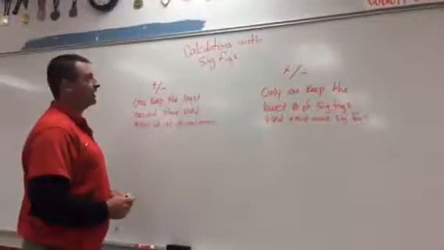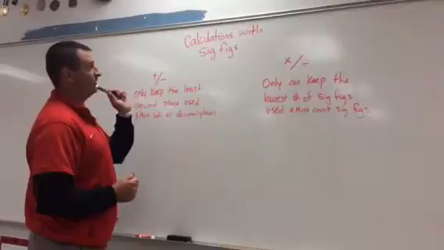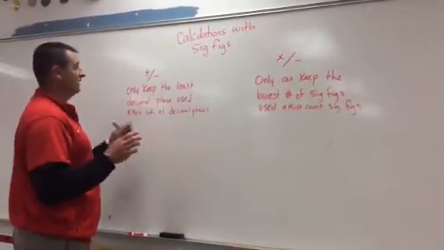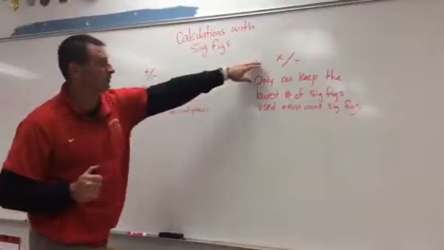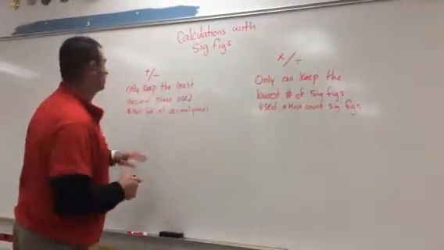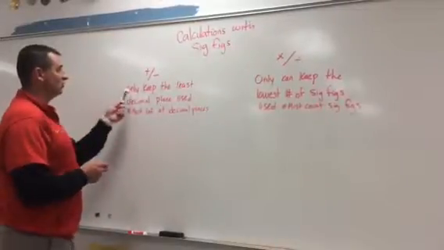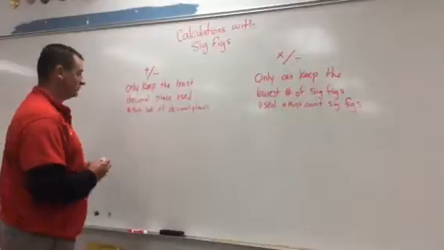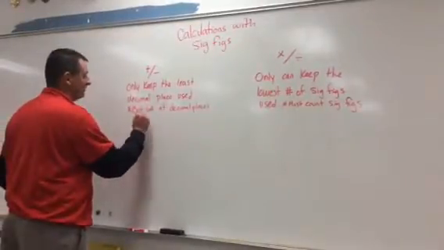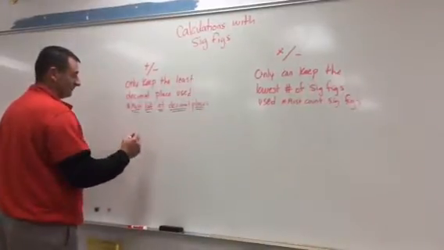Okay, now we're going to talk about calculations with significant figures. There are two different rules: one is for addition and subtraction, and one is for multiplication and division. We're going to start with addition and subtraction, and the rule is that you can only keep the least number of decimal places that you used. So this time you must look at the decimal place in the calculation.